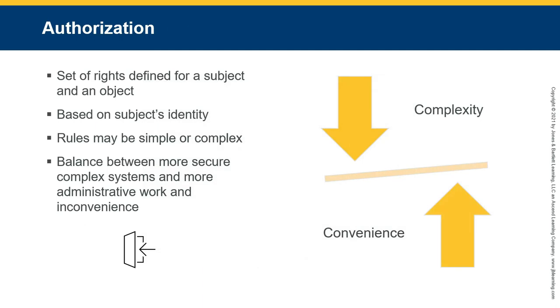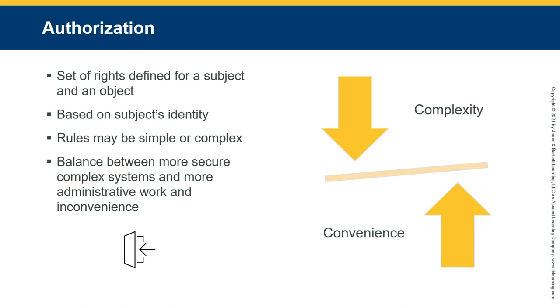Authorization: a set of rights defined for the subject to use based on the subject's identity. That is key. And they can only see what they're allowed to see. Rules can be made simple or complex, a balance between secure, complex systems and more administrative work or inconvenience. And as you can see, there's a balancing act. It's much easier to give someone access and say, here, go do what we want. We trust you. But that's not reality.